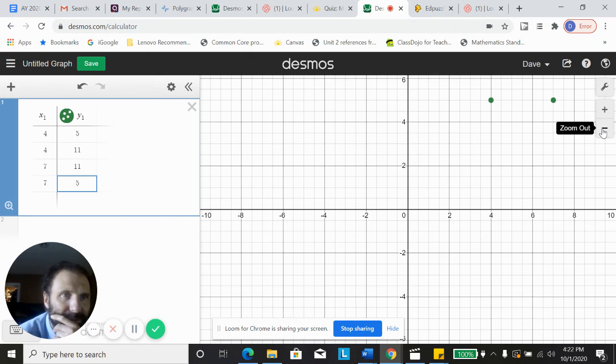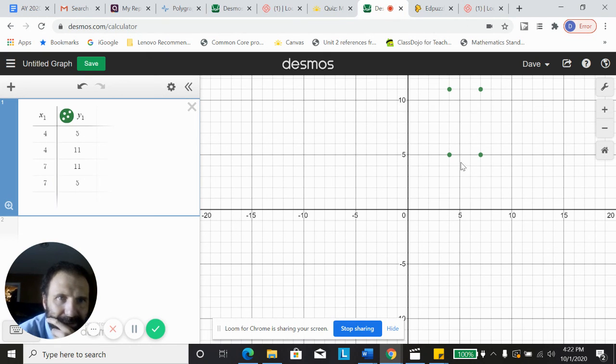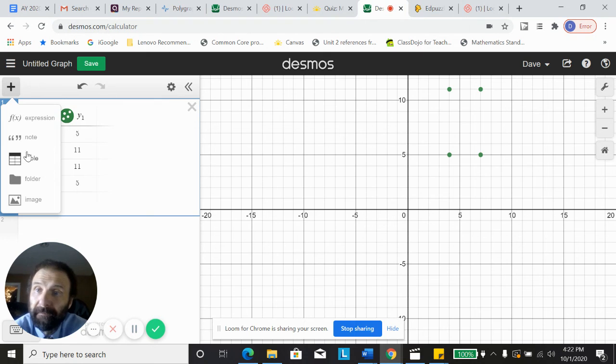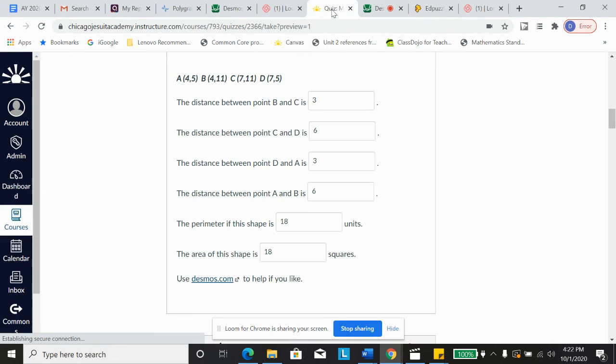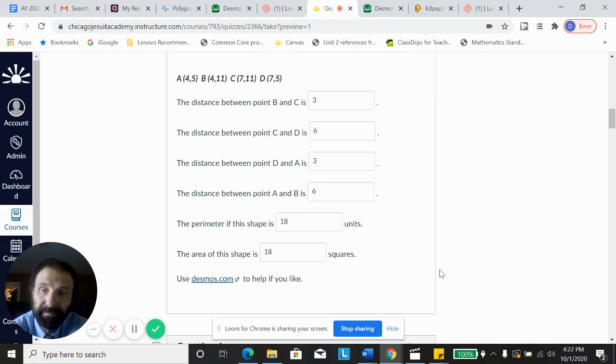Can't quite see that, so I'm going to zoom out a little bit. And there's my rectangle. So if you're having trouble doing it without the picture, you can go to Desmos and actually click Add a Table and put those things in. And then you can actually see that shape a little bit better, and that will help you. If you can, do it without Desmos. But if you need it, it's there to help you. All right? So go ahead and practice on your own.